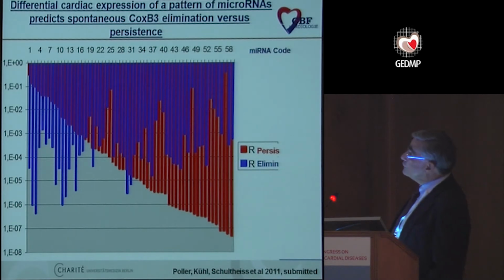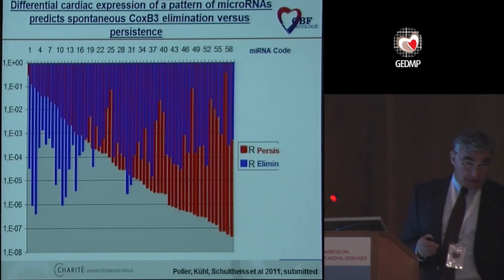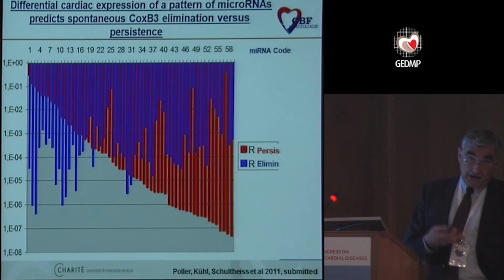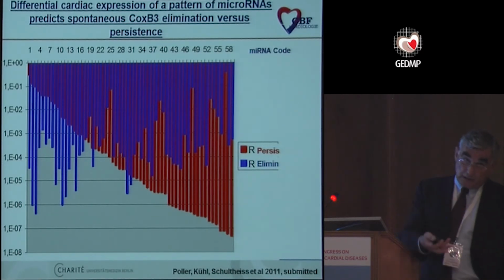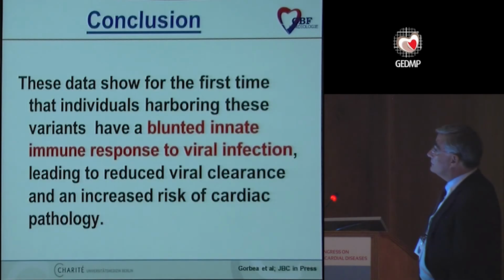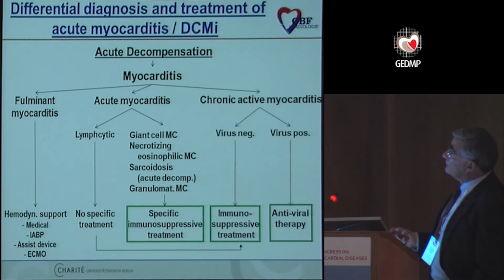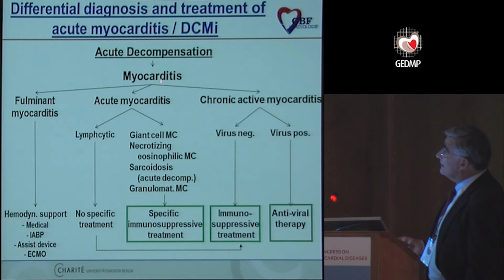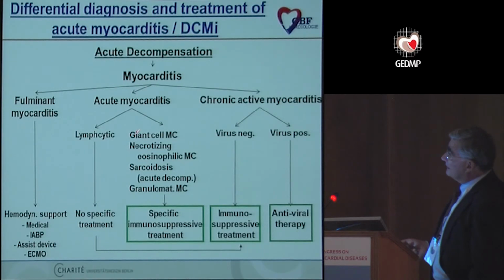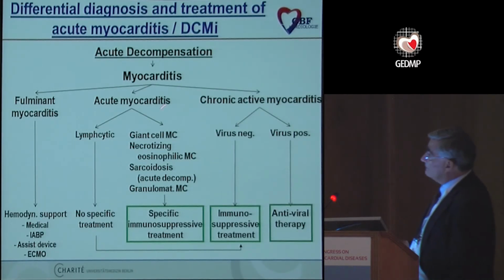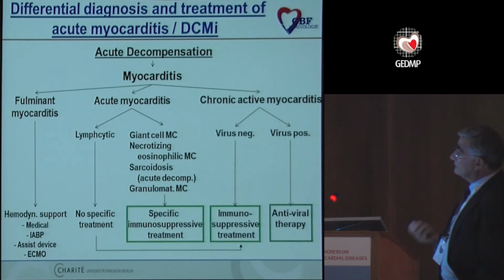And I think in the near future we have to look at these parameters as biomarkers to decide very early whether we think there's viral persistence, then these patients should be treated, or whether there's a chance for spontaneous elimination, then we can wait before treating these patients. So the last part is the differential diagnosis and treatment. And I think in acute myocarditis, we have a specific immunosuppressive treatment, for example, in giant cell myocarditis, but I didn't focus on that because I think it goes too far to discuss that.